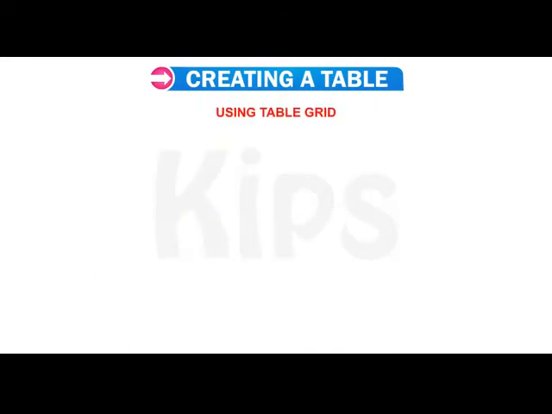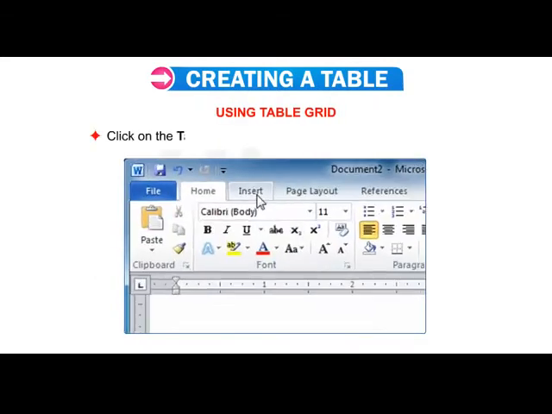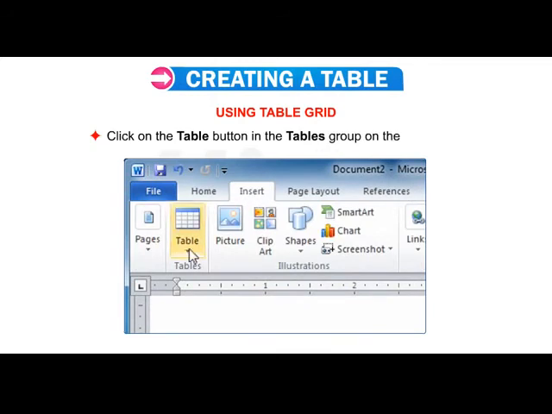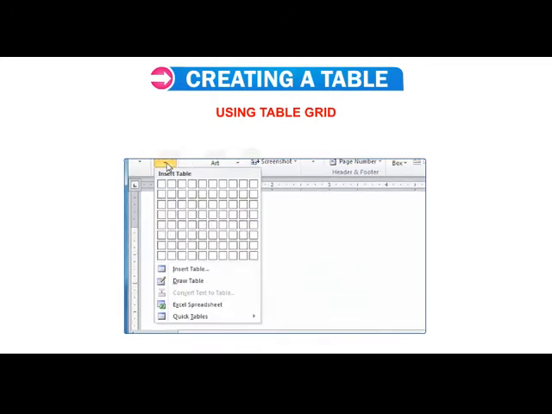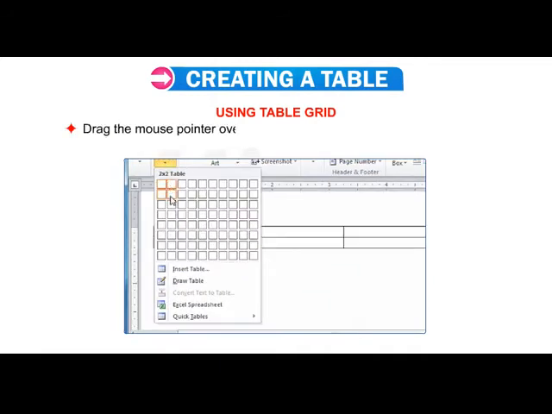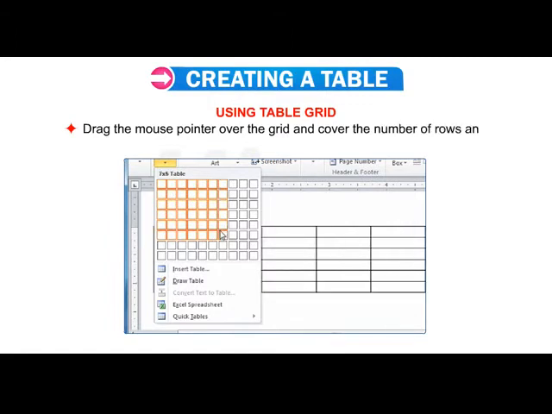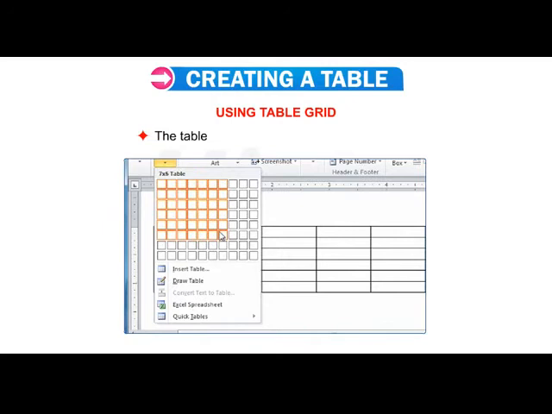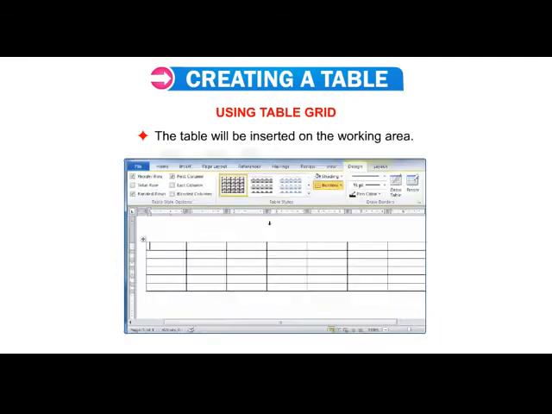Using Table Grid. Click on the Table button in the Tables group on the Insert tab. Drag the mouse pointer over the grid and cover the number of rows and columns you want in the table. The table will be inserted on the working area.